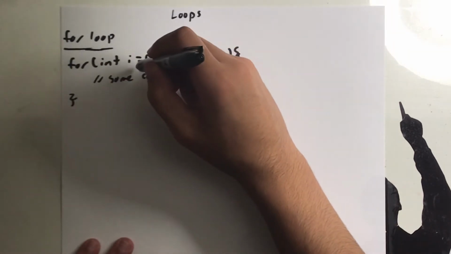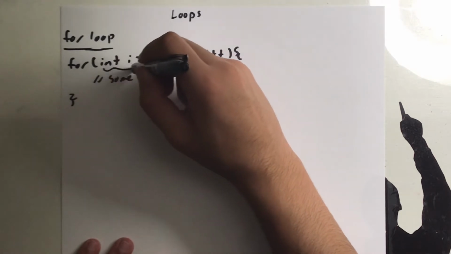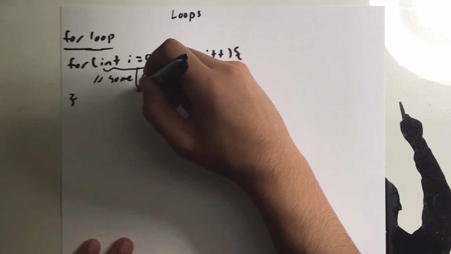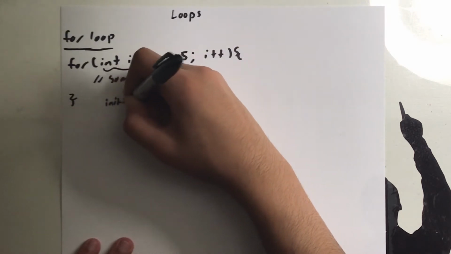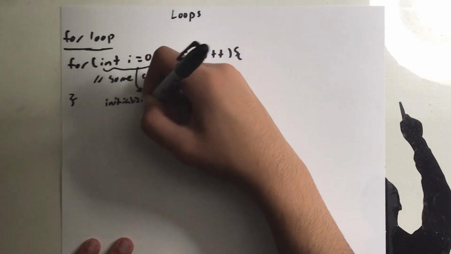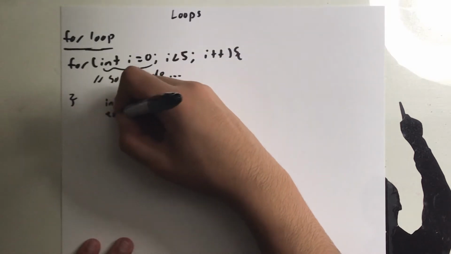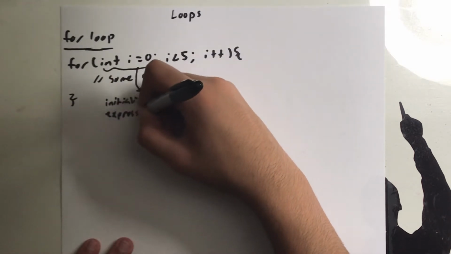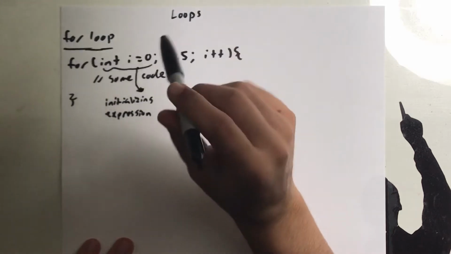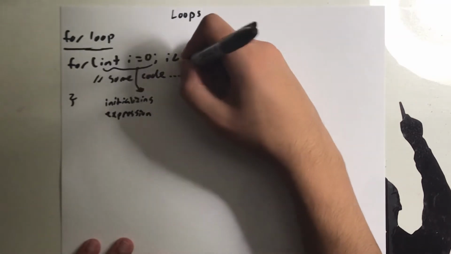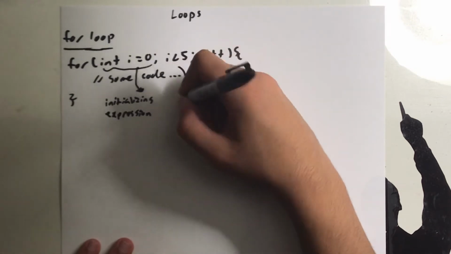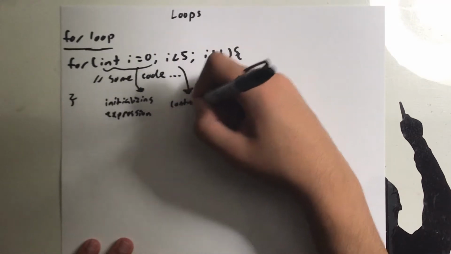So this int i equals 0 is called your initializing expression. Okay, this is like your default. Right now i equals 0, like this is the number, right? i is less than 5. This is your control expression.